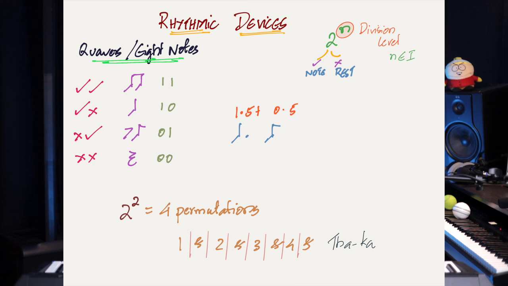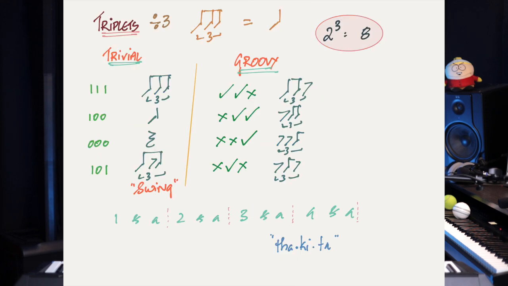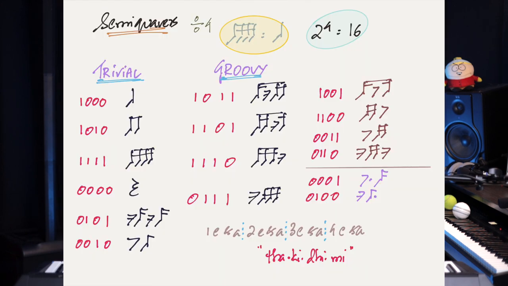So you have quavers, 2 power 2, 4 permutations. You have triplets, 2 power 3 gives you 8 permutations. There, I move some to the trivial category, some to the groovy category. Trivial means obvious, easy, mundane, run-of-the-mill, whatever you want to call it. Groovy is the one which really brings out the division of the beat in all its beauty. And then we divide by 4, which is 2 to the power 4, gives you 16 permutations. And again, we divided trivial and groovy. Groovy has different permutations, of course.